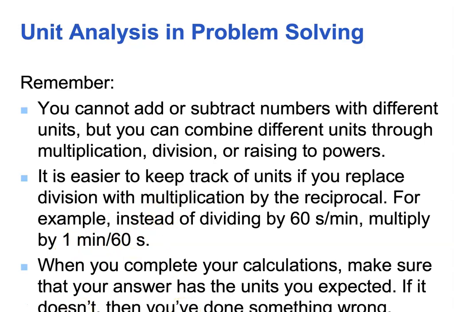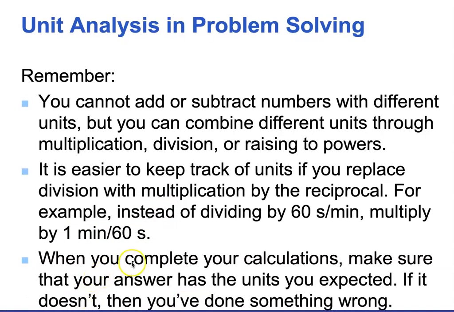Let me move this down so you can see. When you complete your calculations, make sure that your answer has the units you expected. If it doesn't, then you've done something wrong. Now, that means that you could have set it up wrong. You could have put the wrong units in the order. Things like that. It doesn't mean that you've done your multiplication wrong. It could just be a setup.